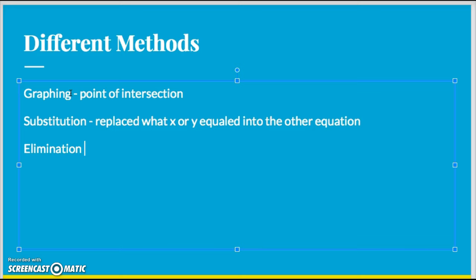And then last and most recently, we talked about the elimination method. Eliminate means to get rid of. So this was where you were trying to get either the x's or the y's to cancel out. So these were the three methods that we discussed for solving systems of equations. We're going to go through and look at each one separately and when it's going to be easiest to use that method. So first, let's look at graphing.